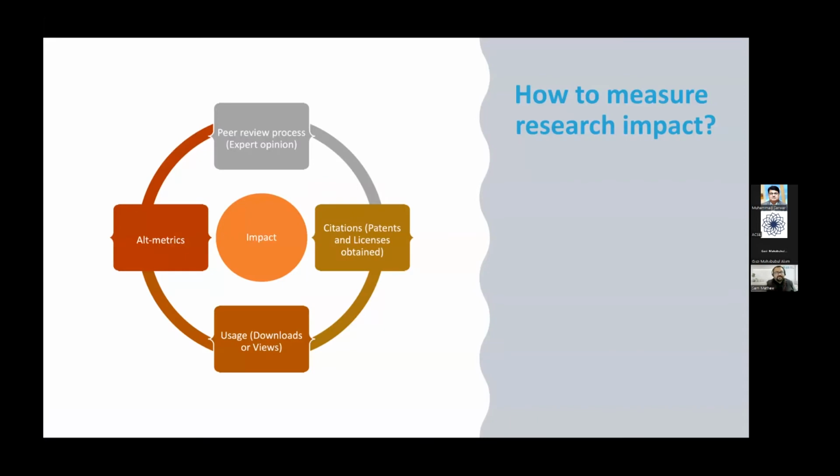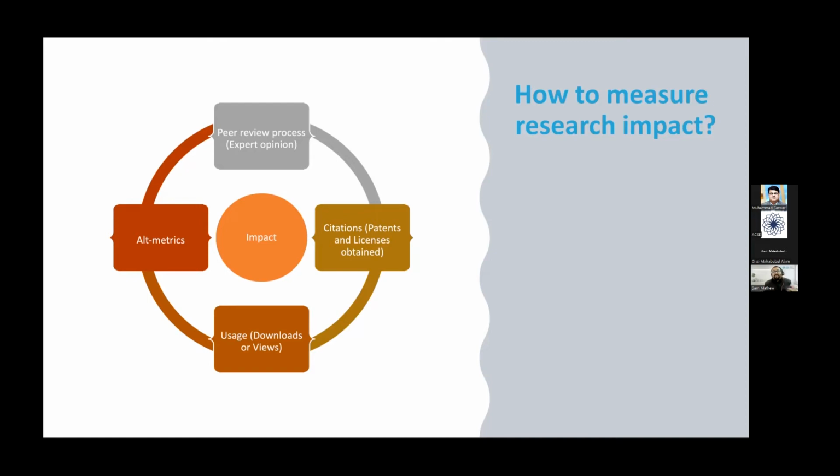How do you measure research impact? Please understand what the definitions and the keywords are and see whether the current research impact measure metrics complement the actual definitions. There are different ways to measure the impact of research. The most conventional way is to solicit expert opinion or peer review feedback. And the most popular one to measure the impact of research is citations, that actually include citations of your research publications in different research journals, and patents, and then licenses.